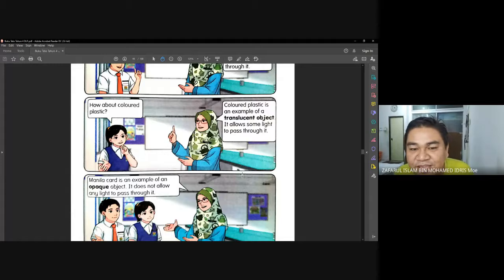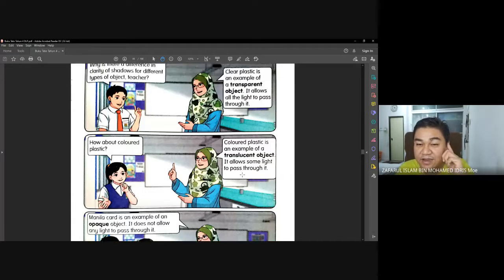Okay, so again class, the first one is transparent. The second one is translucent. And then the third one is opaque. Banyak plastik, Azrul kata banyak plastik clear kat rumah dia.